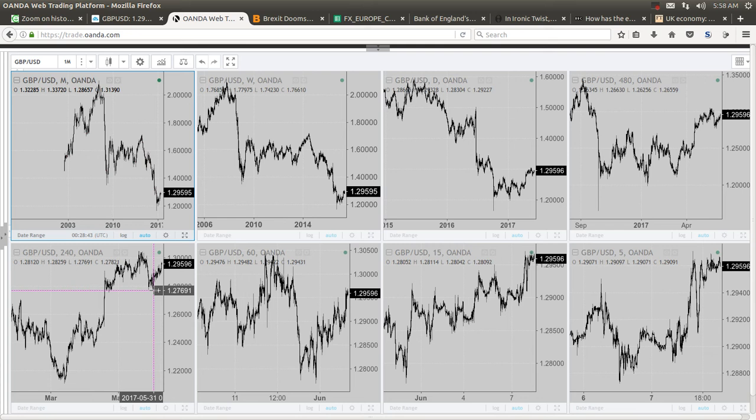So to summarize, the statement I'm making is look for a sharp break in the cable to the upside, smashing through 130.50 in the post-election frenzy, and not going below the low of 128.72, which was marked on 6th of June 2017. So if it goes below 128.72, my view is wrong, and that's where you should stop out of your longs and wait and reassess.